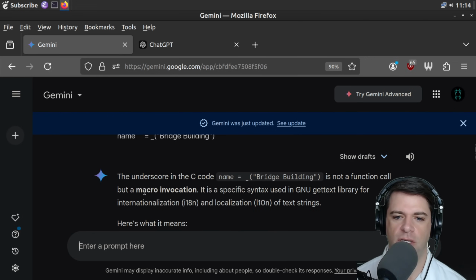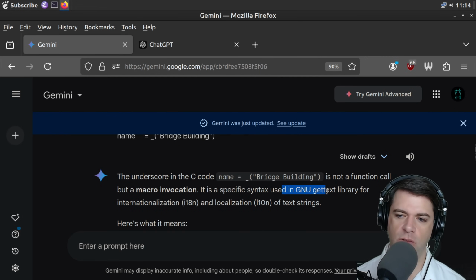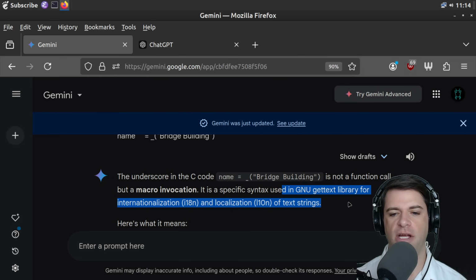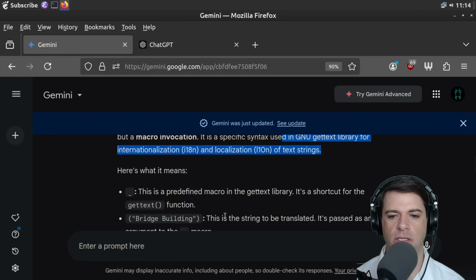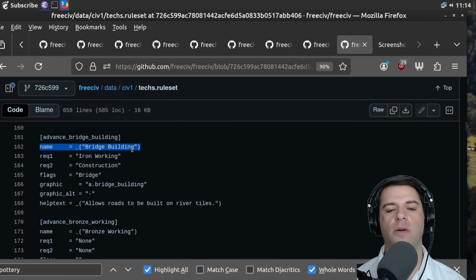It's not a function call. It's a macro. Okay, it's a macro invocation. It is specific syntax used in the GNU gettext library for internationalization and localization of text strings. Okay, so this is presumably going to just get the localized version of the string called bridge building in English.